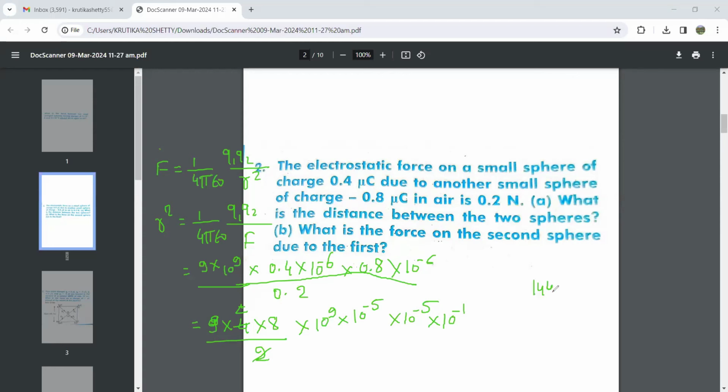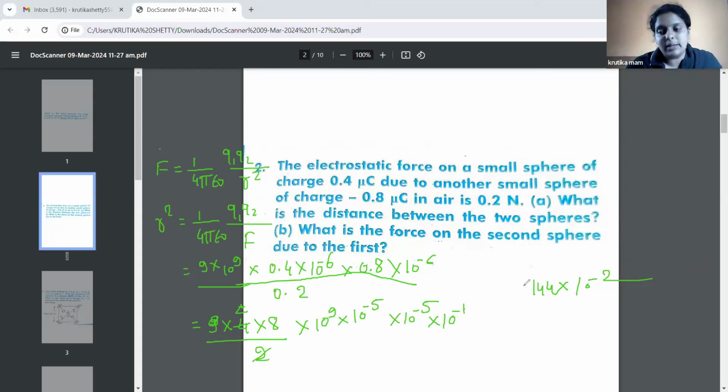And here you are getting 10 raised to 9, 10 raised to minus 5, 10 raised to minus 5, 10 raised to minus 1. So minus 5, minus 5, minus 10, minus 1 is minus 11. 9 minus 11 will be 10 raised to minus 2. So if you are writing it in terms of 10 raised to minus 3, you can shift that, no problem. But here you are getting r square is equal to, right? So here you are getting r square.